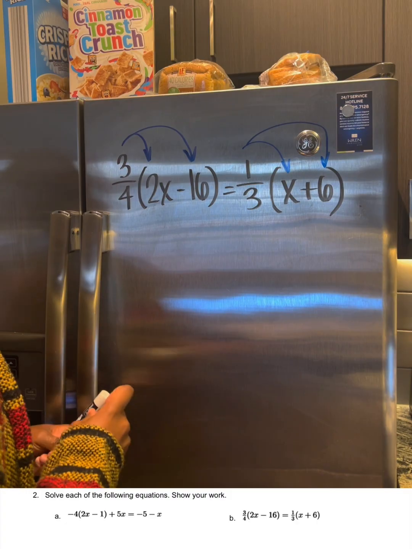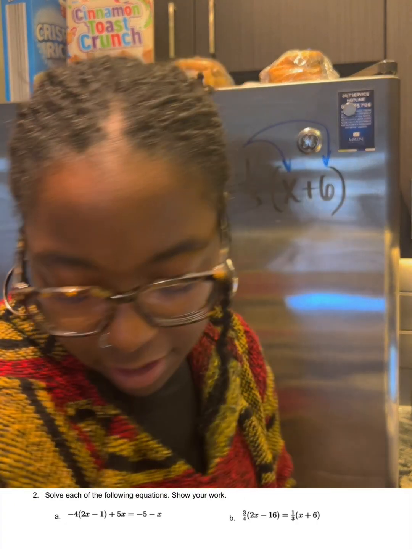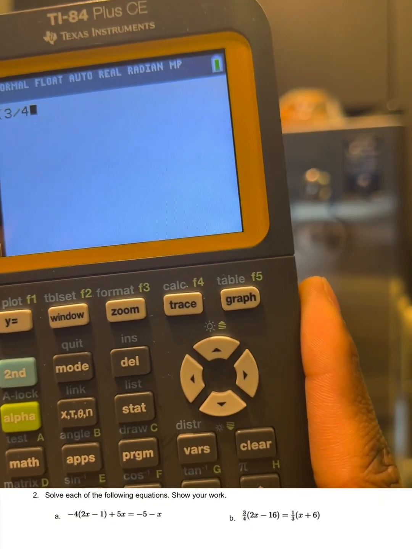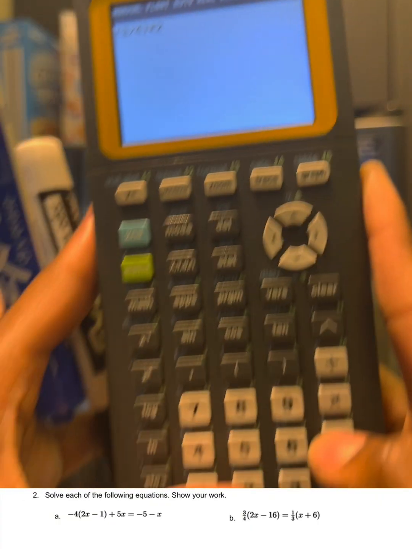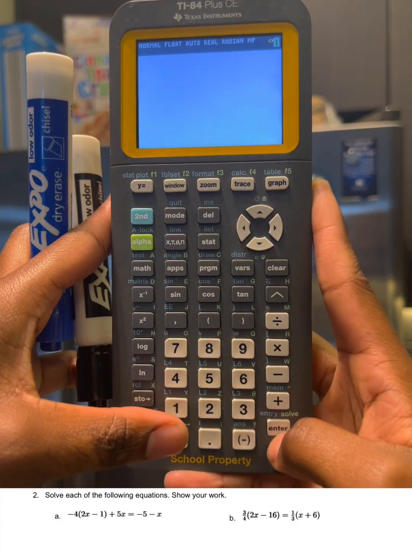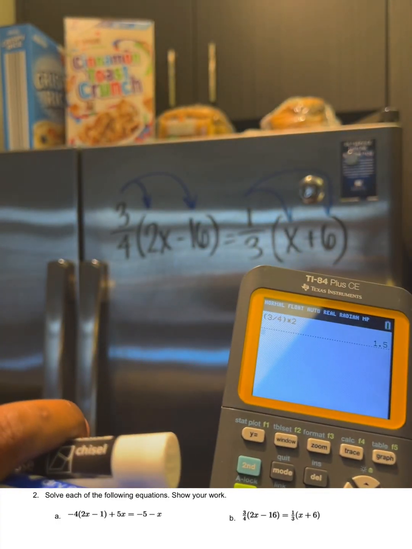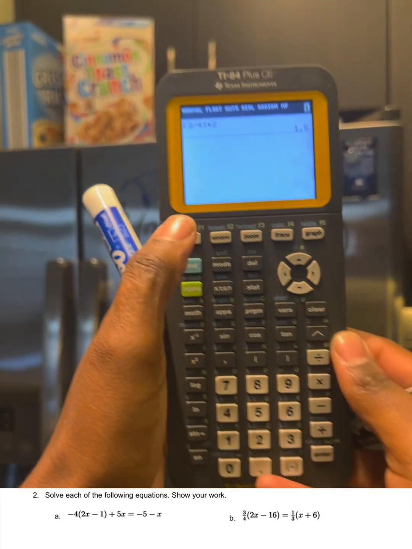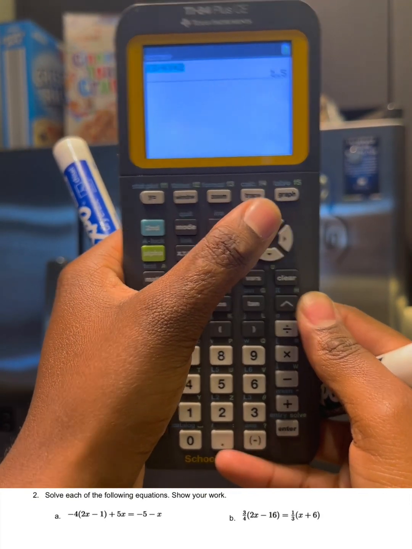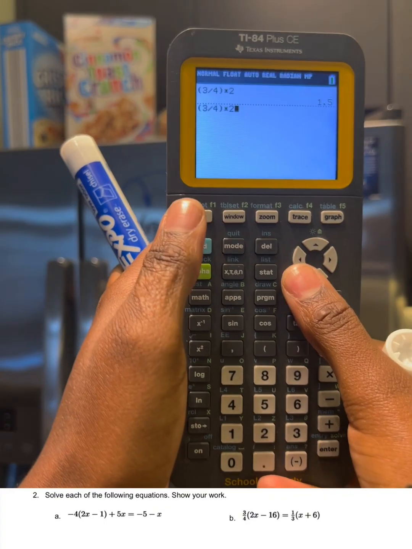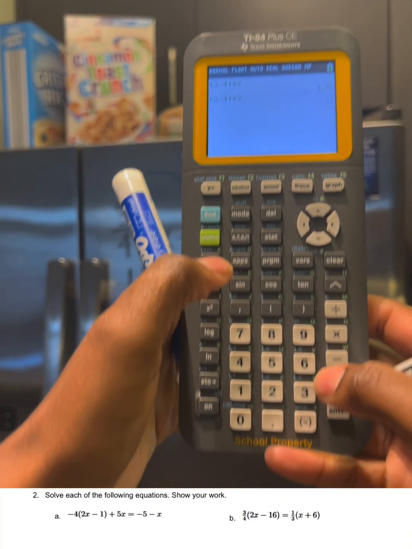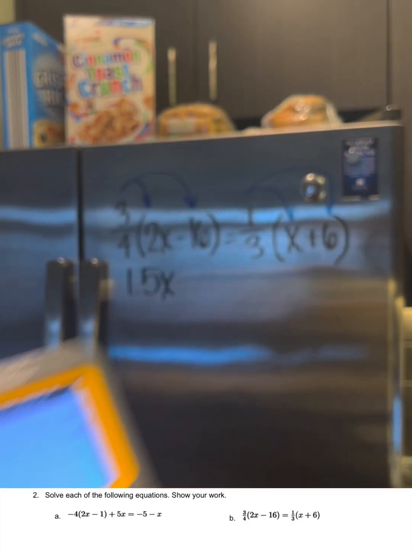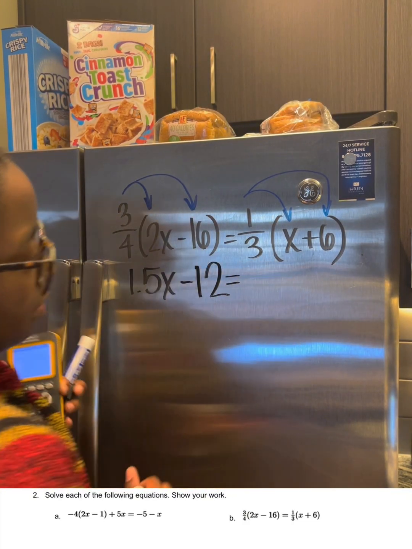Alright. So, my calculator. Parentheses, 3 divided by 4 times 2. Okay? That gives me 1.5. 1.5x. Let me show you a trick though. Make it a little easier. If you go up, hit this, it'll copy and paste it. That way you don't have to keep putting your fraction in. Negative 16, negative 12. And then I'm gonna go back and distribute.